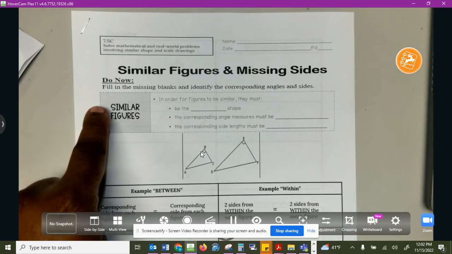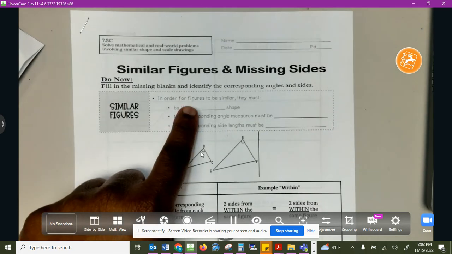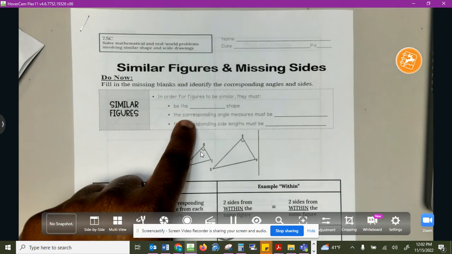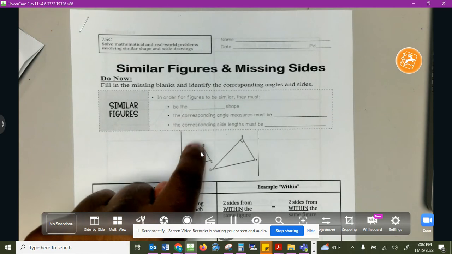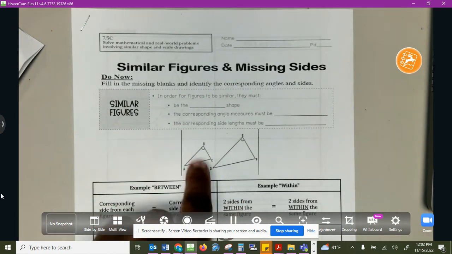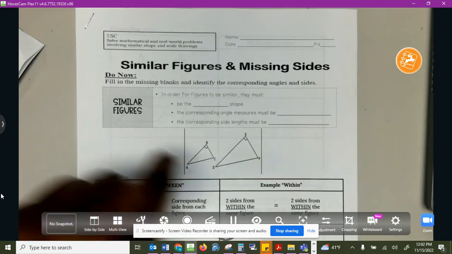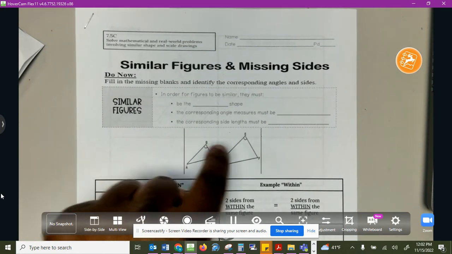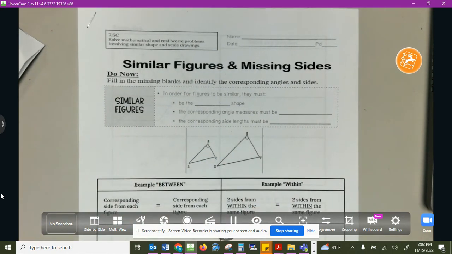Your do now is this first portion here. You're filling in based on what we talked about on similar figures day one, and identify the corresponding sides and angles on here. Remember when we use the highlighter to determine what goes with what on each one? Go ahead and do that. So the video will be paused so you can do that. Okay, so that means you've been given 5 minutes to complete the do now.